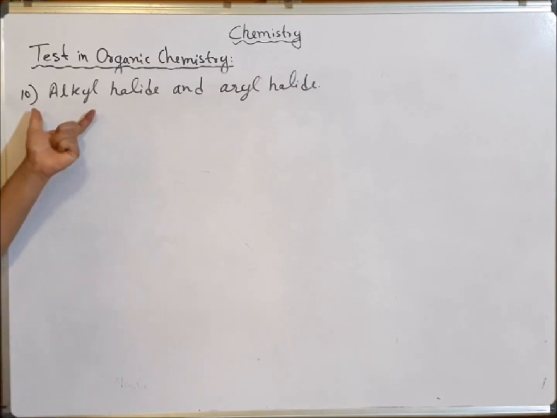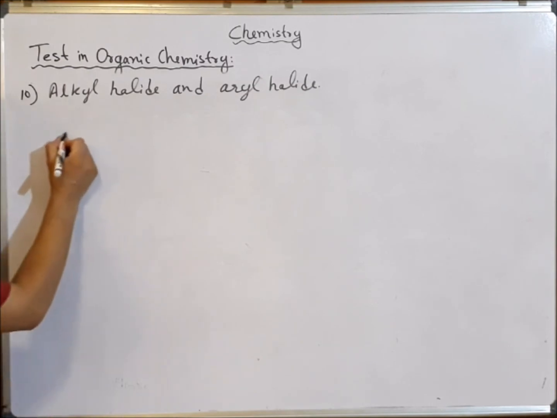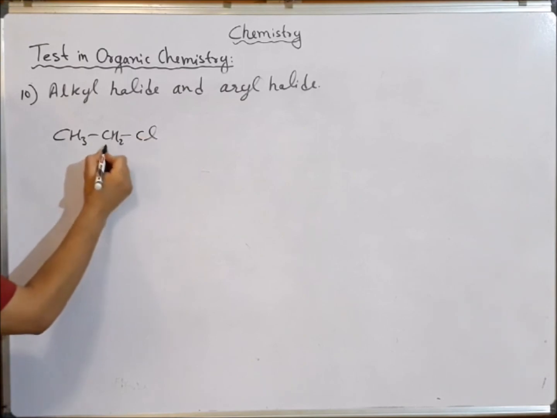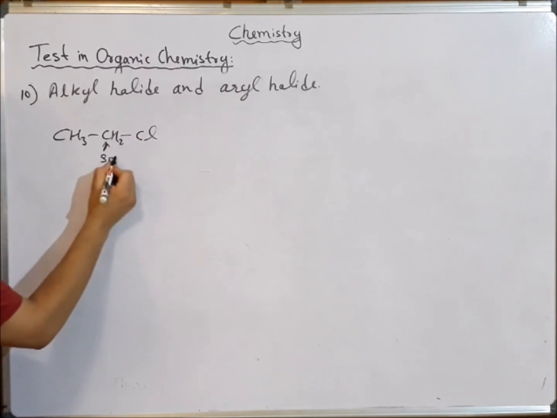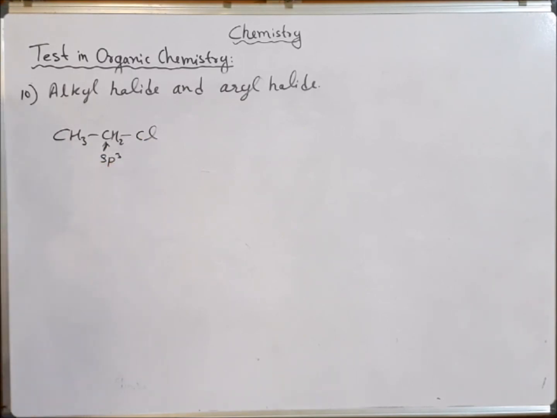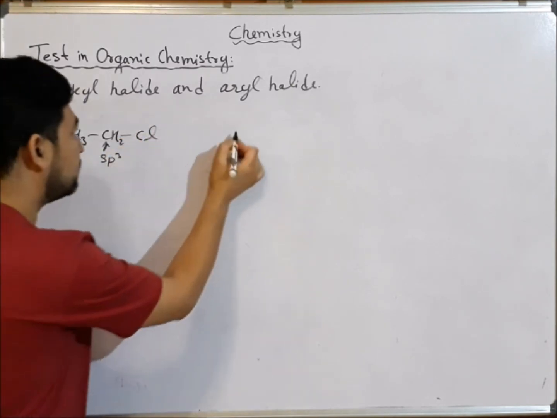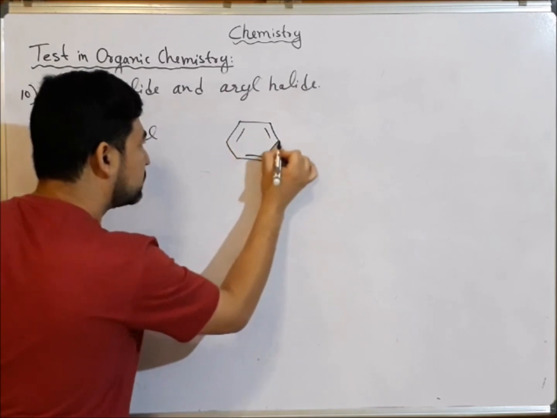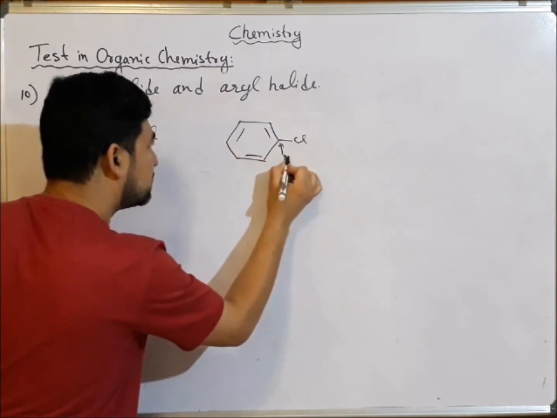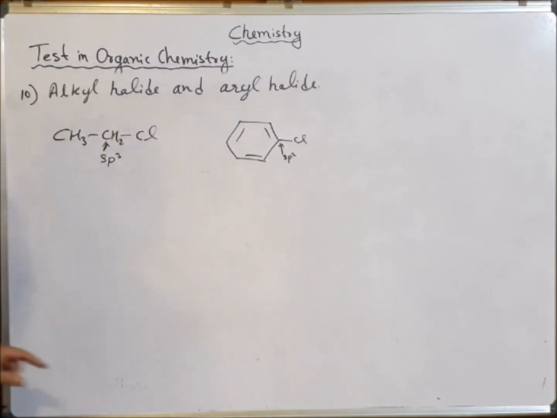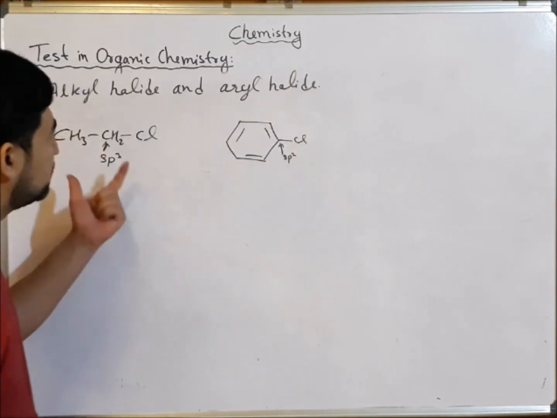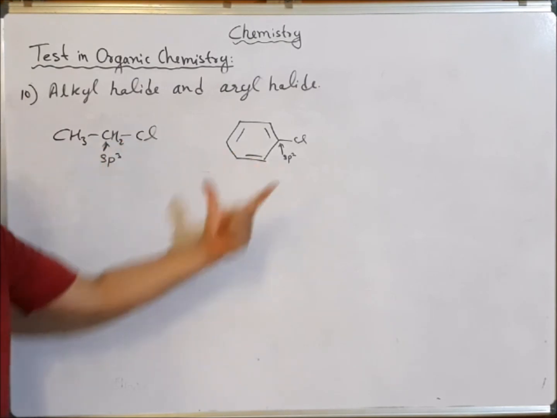The next is to distinguish between alkyl halide and aryl halide. Alkyl halide means which has CH3, CH2, suppose Cl. So it is sp3 carbon, non-aromatic. But in aryl halide, we know it's a benzene and it's sp2 also. So Cl here is on an sp2 carbon of the benzene ring. So it's aryl halide. So how do we distinguish between alkyl halide and aryl halide?